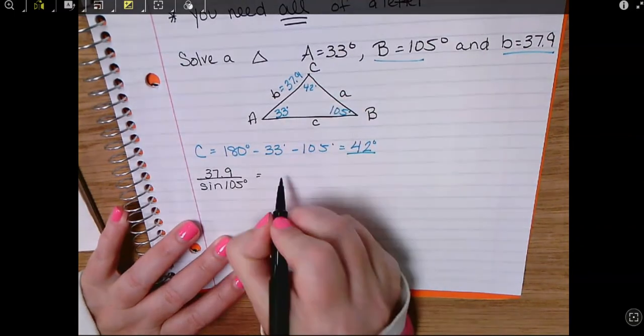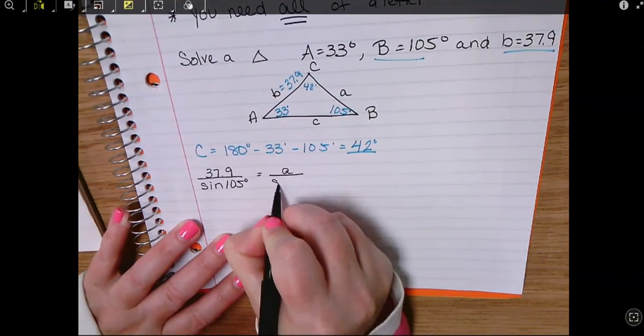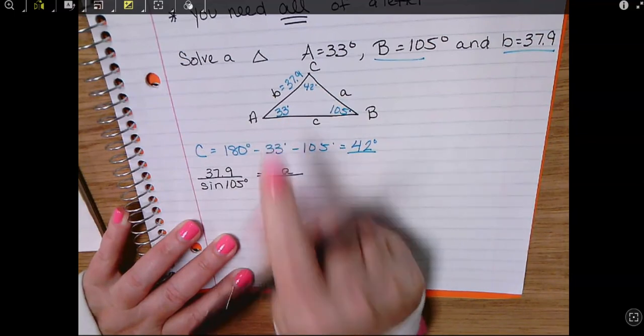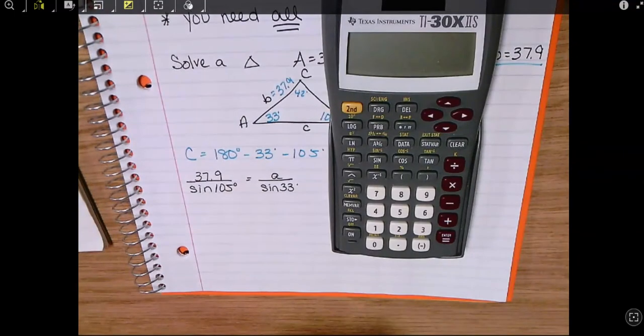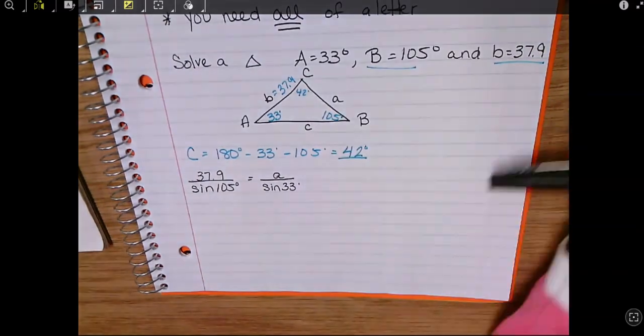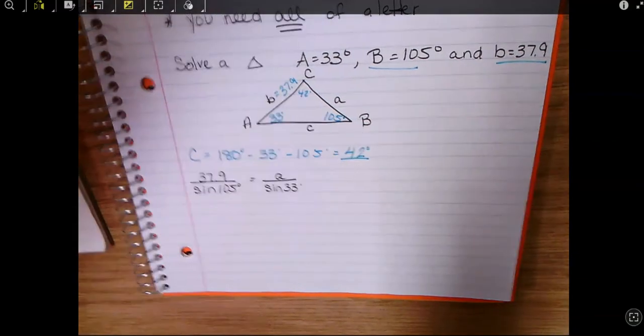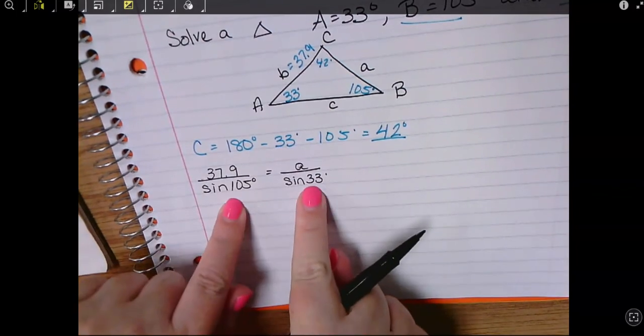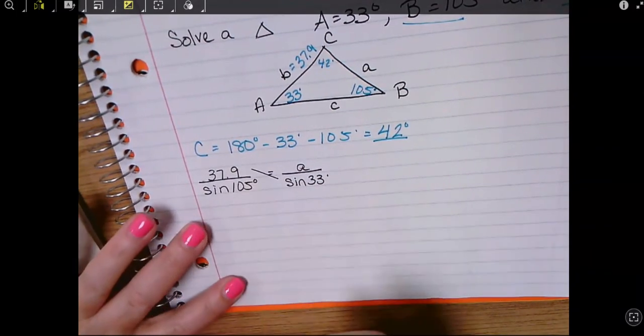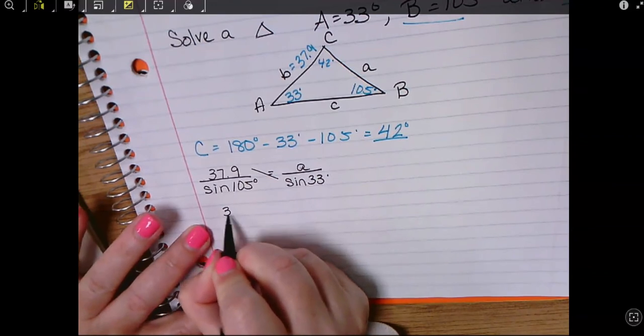So we don't know little a. So it'd be sine, and big A is what? Okay, 33 degrees. Now, I am not going to touch this calculator until I'm absolutely ready, because we don't want to change our answers due to rounding issues, okay? Can y'all see that? So what we're going to do, we have two fractions on each side, so we're going to cross multiply.